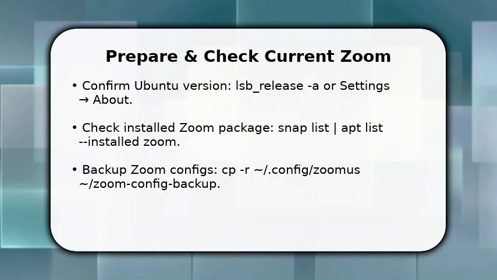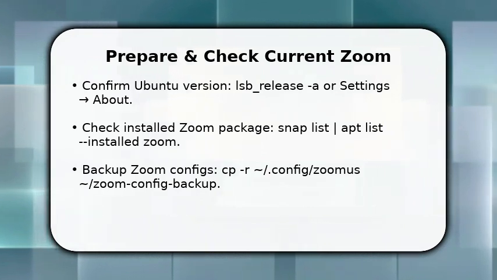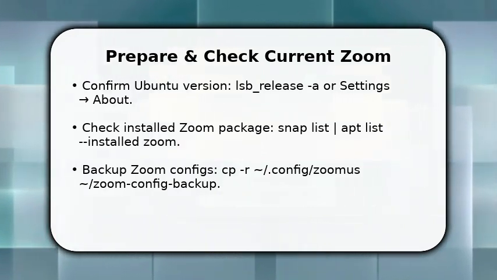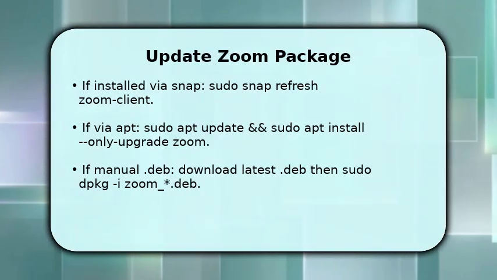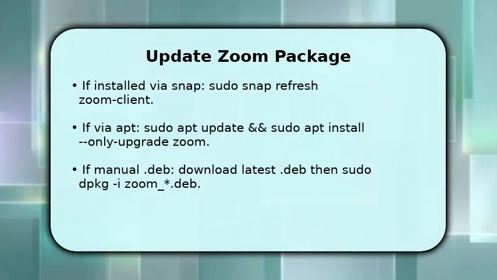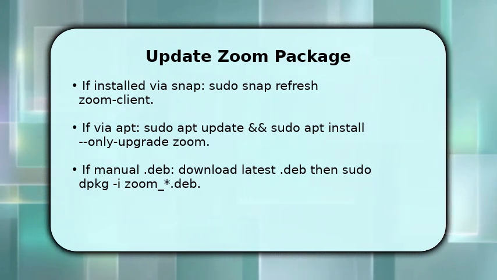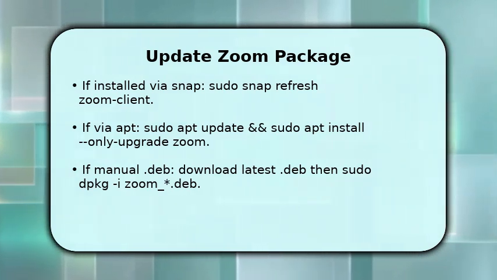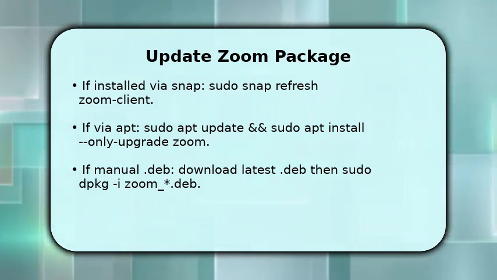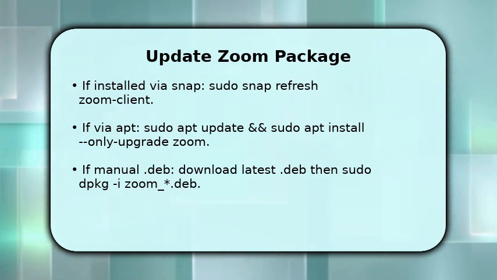Now perform the actual update using the method matching your install. If Snap managed, run sudo snap refresh zoom-client to pull the latest channel. If apt managed, update package lists and upgrade just Zoom with sudo apt update, then sudo apt install --only-upgrade zoom. That prevents unrelated upgrades.